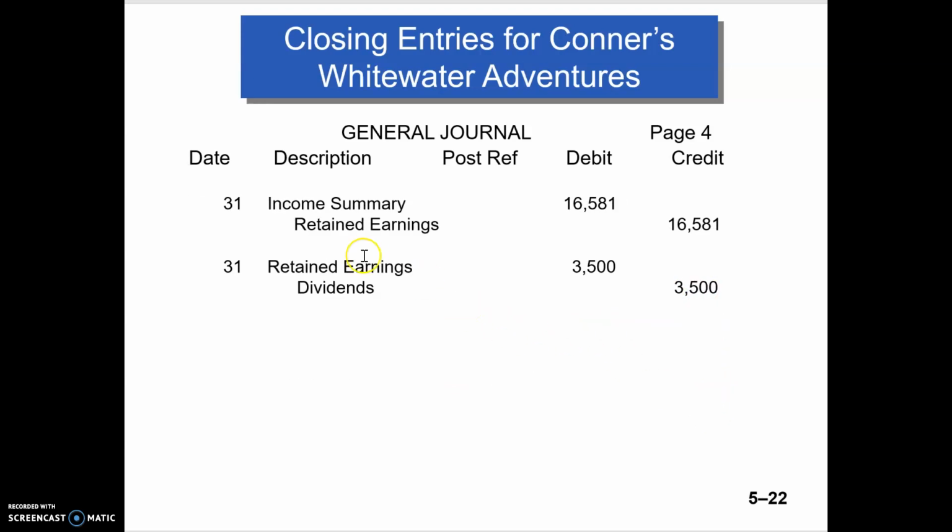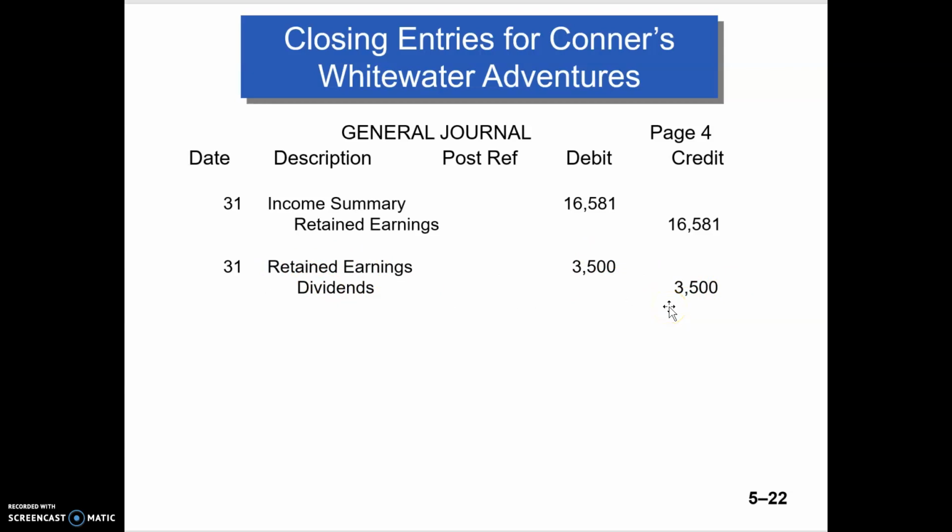Then our third closing entry, debit income summary, credit retained earnings for the amount of the net income. Our last closing entry, we debit retained earnings, credit dividends to close out the dividends.